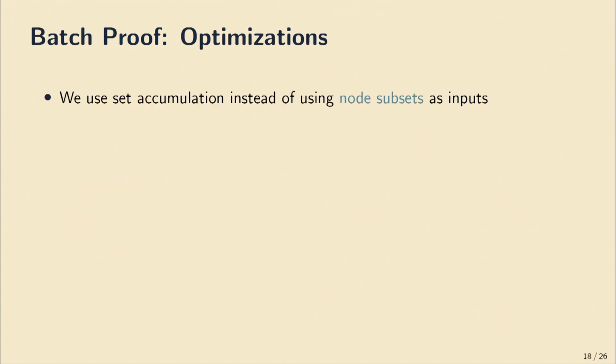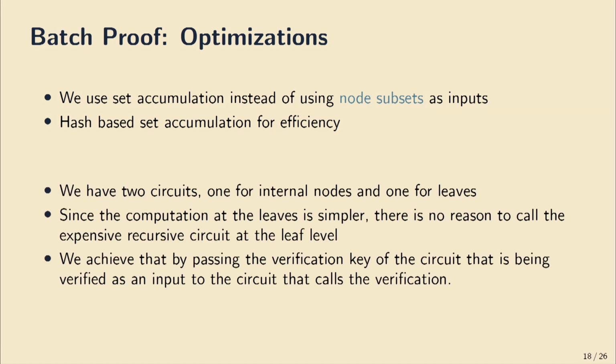All right, so we have a bunch of optimizations. For example, because we have to deal with circuits, we don't use actual sets, but we use accumulators for every node. We didn't use a number theoretic accumulator. We just use hashing, because this is what circuits can do faster. And actually, instead of having a single circuit, because the computation at the leaves is much smaller, we have two different circuits, and we pass a different verification key depending on the level we are at. So these are some optimizations that we implemented.